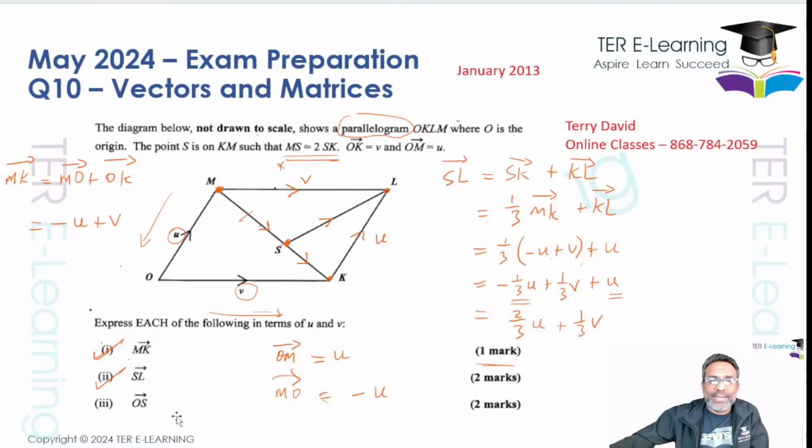Right, so that's my vector SL here. So that's part 2. The third part now, we want to work out the vector OS. So the vector OS is this vector here. This is O, and this is S here.